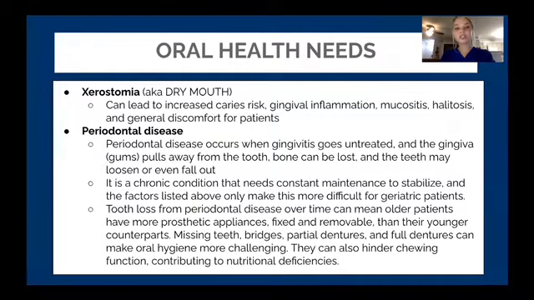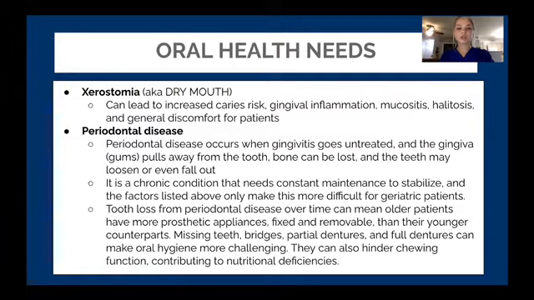Oral health needs for the geriatric patient include xerostomia and periodontal disease. Xerostomia is dry mouth. It can lead to increased caries risk, which is cavities, gingival inflammation, making your gums extremely red, puffy, and swollen, mucositis, halitosis, which is bad breath, and just general discomfort. Periodontal disease occurs when gingivitis goes untreated, and the gingiva, which is your gums, pull away from the teeth, and bone can be lost, and teeth can be loosened or even fall out. It is a chronic condition that needs constant maintenance to stabilize, and the factors listed above only make this more difficult for the geriatric patient.